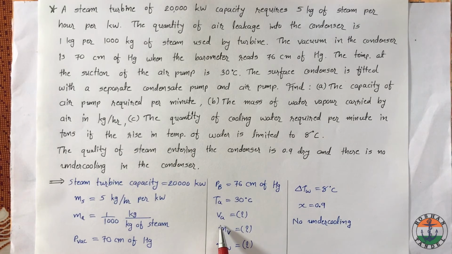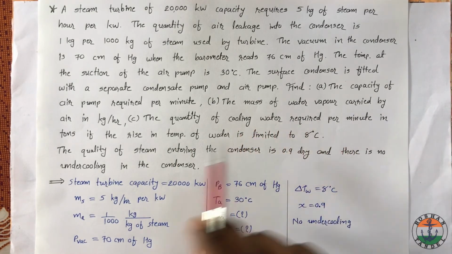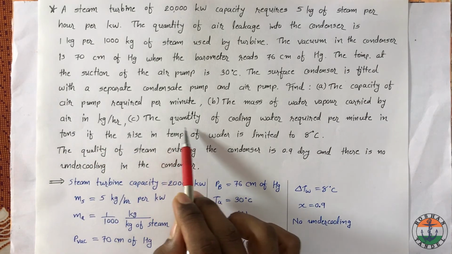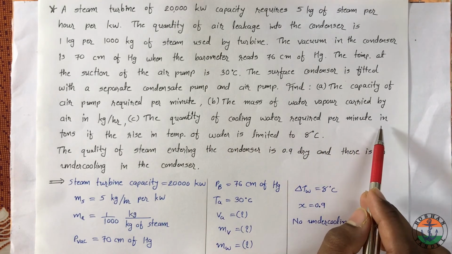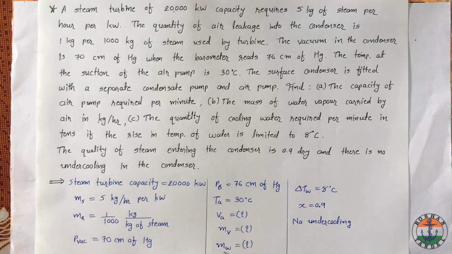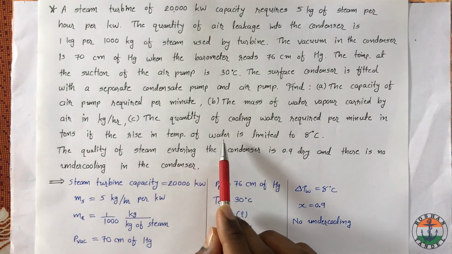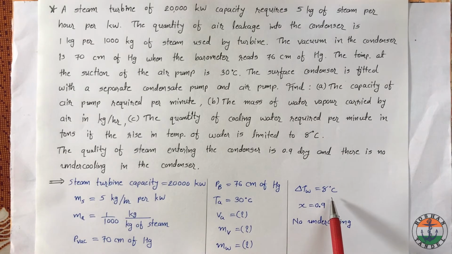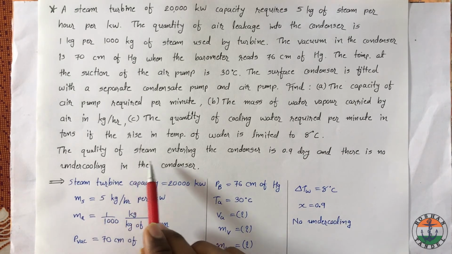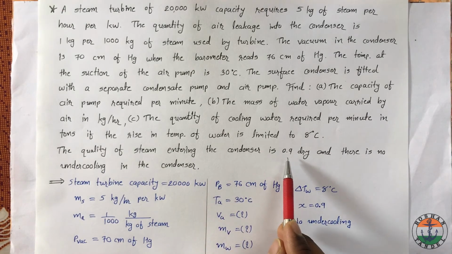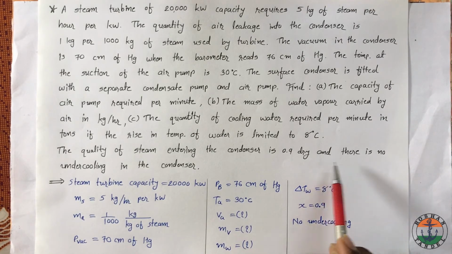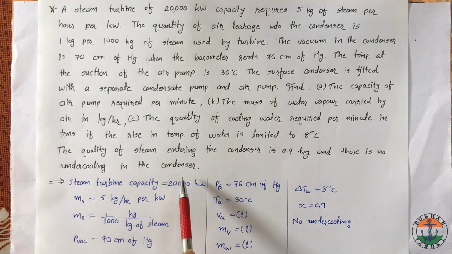You have to find VA. The mass of water vapor carried by air in kg per hour, MV. The quantity of cooling water required per minute in tons, MW, if the rise in temperature of water is limited to 8 degrees Celsius. Delta TW is 8 degrees Celsius. The quality of steam entering the condenser is 0.9 dry. Dryness fraction is given, which is the quality of steam, 0.9. And there is no undercooling in the condenser.